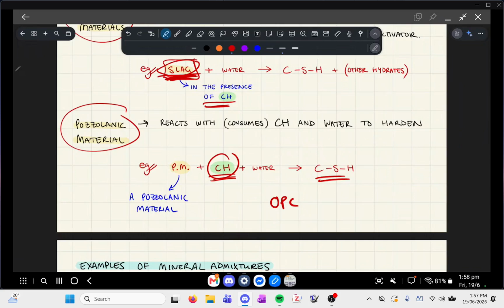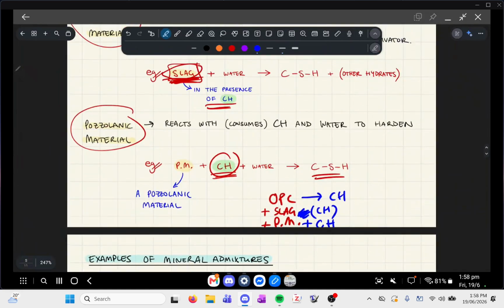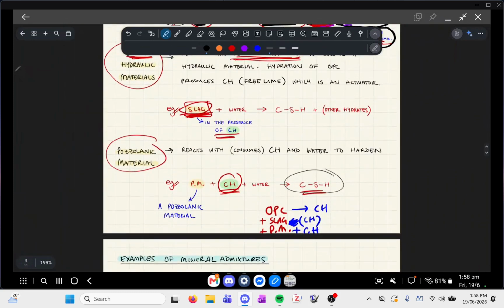So as you can see, the hydraulic reaction produced from OPC synergizes very well with slag and your pozzolanic materials, because since it produces CH, in the presence of CH the slag gets activated, and then by directly consuming the CH, the pozzolanic materials also produce this glue product that we want, okay? Does that make sense? So that's the three types of reactions that we're going to look at, okay? All right.